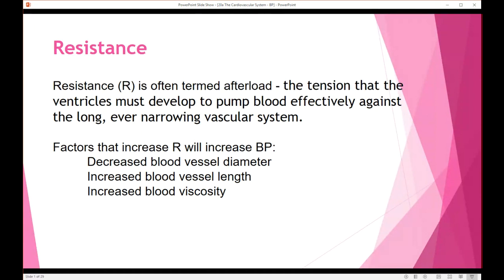So decreased blood vessel diameter. Now our body does this naturally. We can decrease that blood vessel diameter. However, we also do this when we have atherosclerosis. We get that plaque buildup, okay?